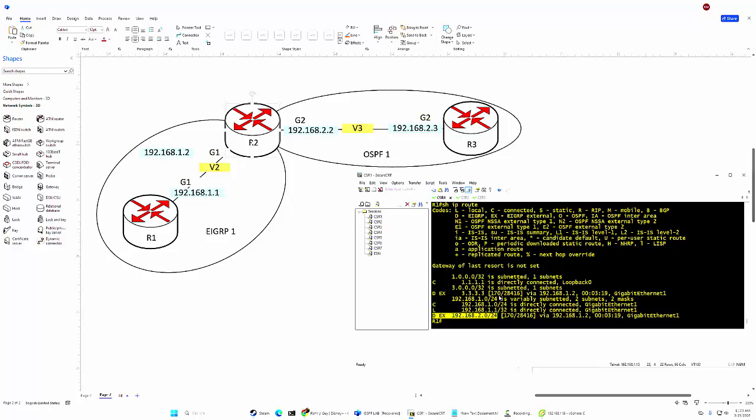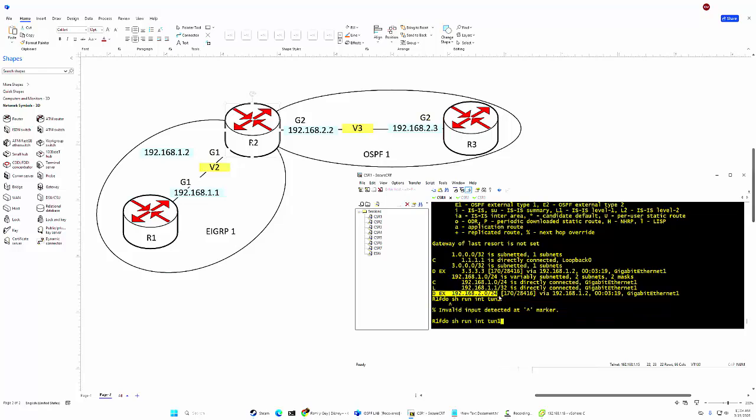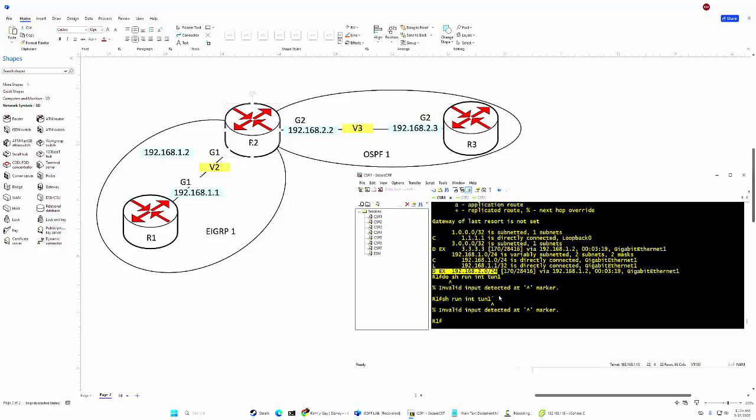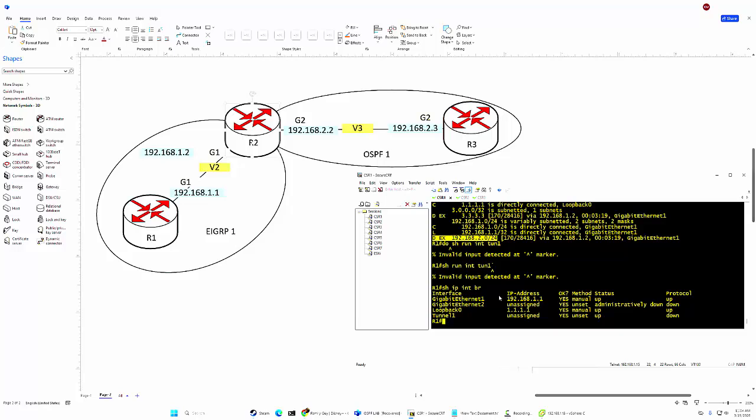So do show run interface tunnel 1. Okay, wait a minute. Okay, fine. I'm just gonna.